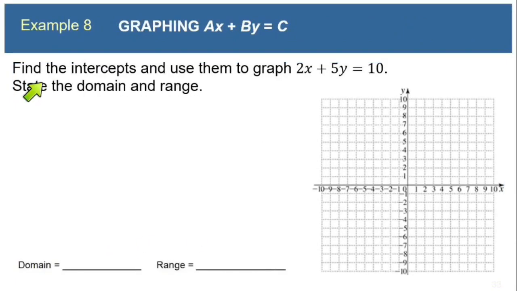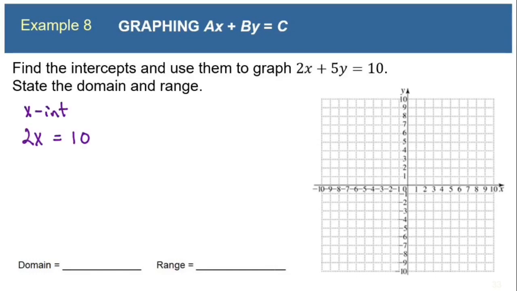Okay, so here we have example A, and this says find the intercepts and use them to graph the equation 2x plus 5y equals 10. State the domain and the range. Now I could do the algebra steps that it would take to isolate the y, but in this case, it's so much easier to find the x-intercept and the y-intercept and not even bother with the slope.